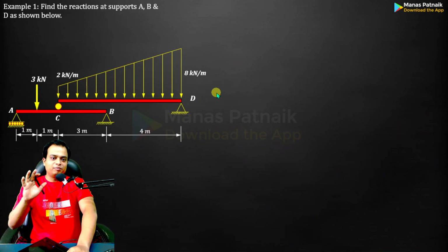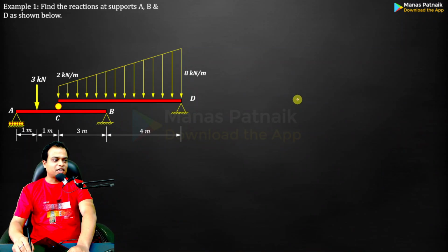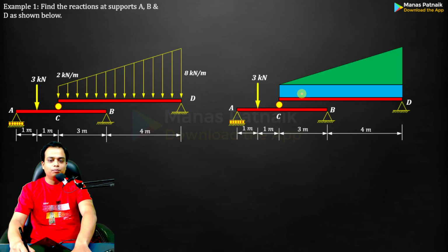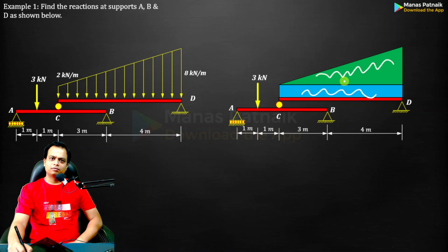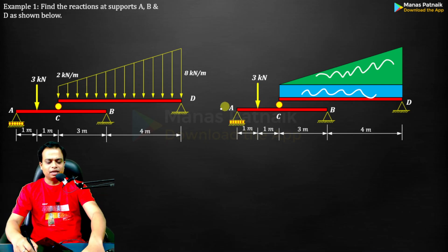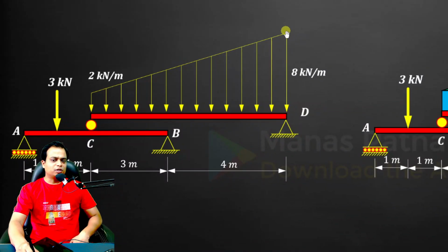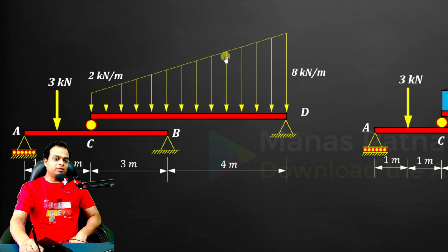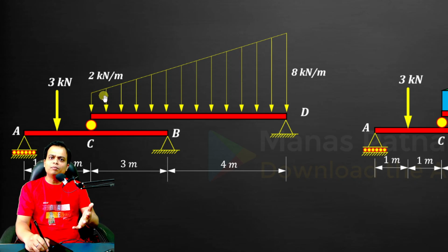Erase. What I have basically done is I have created a rectangle and a right angle triangle. A rectangle shown in this blue color and a triangle shown in this green color. If you watch carefully, at this very point, point D, you see a loading of 8 kilonewton per meter, and it gradually decreases until you reach here. It becomes 2 kilonewton per meter. It's a uniformly varying load.